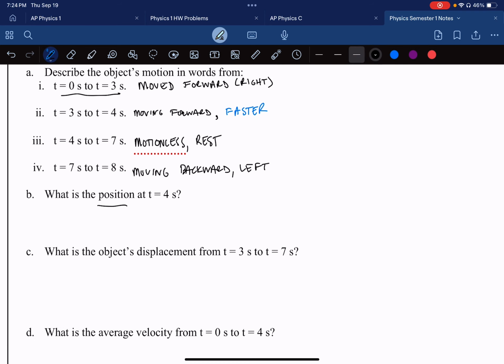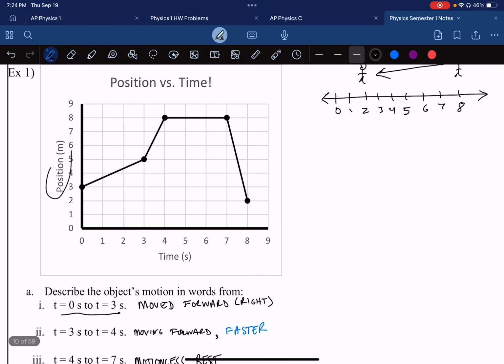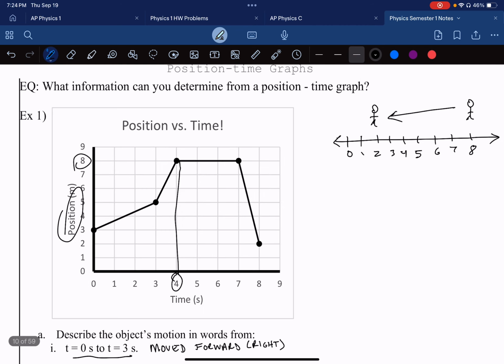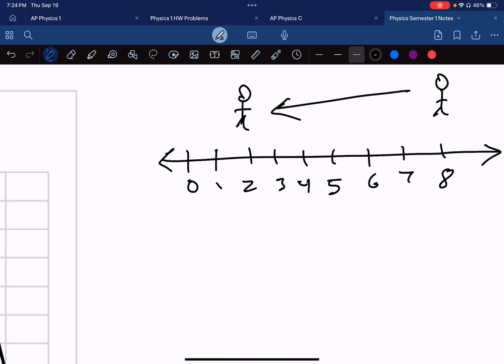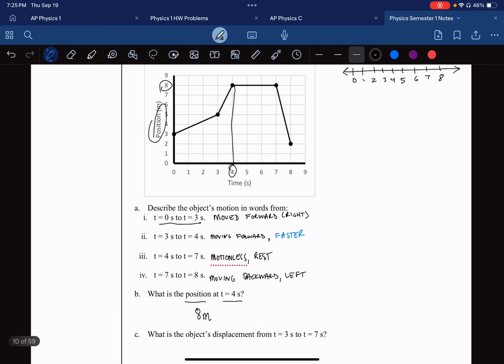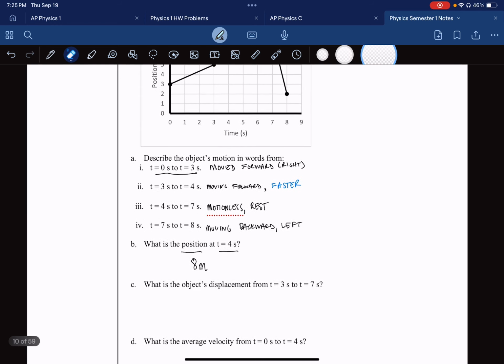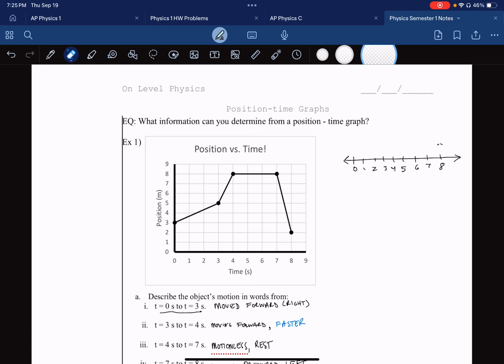Cool. This question: what is the position at 4 seconds? Well, this graph has position, so if we look at 4 seconds, go up to the line, that's going to be a position of 8. So we just say 8, but we have to put units. These positions, remember, we said they were spaced out a meter apart. So the position is 8 meters. I'll just leave that there in case we need it later.